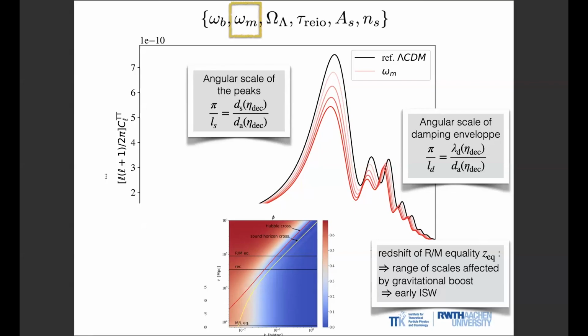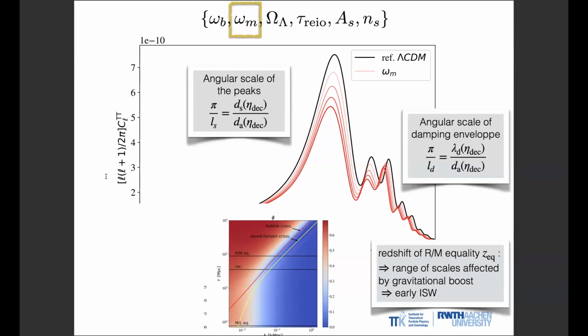But the gravity boost effect is important during matter domination. So if I shift this curve upward or downward, there will be some intermediate scales here that in one model will cross the Hubble scale during matter domination. In the other model will cross the Hubble scale during radiation domination. In one model, they will lead to a gravity boost. In the other model, they will not lead to a gravity boost. And this explains a big amount of this effect.